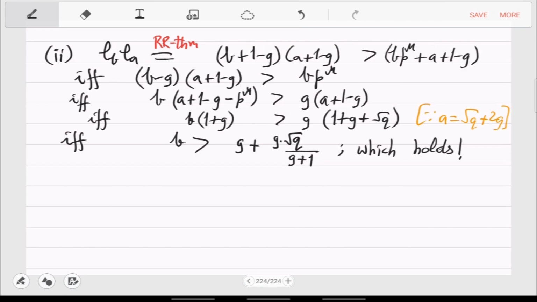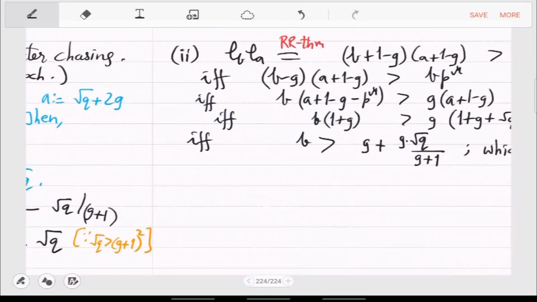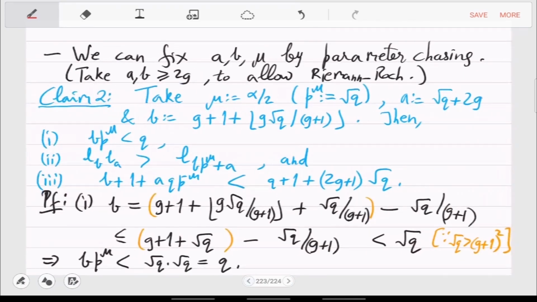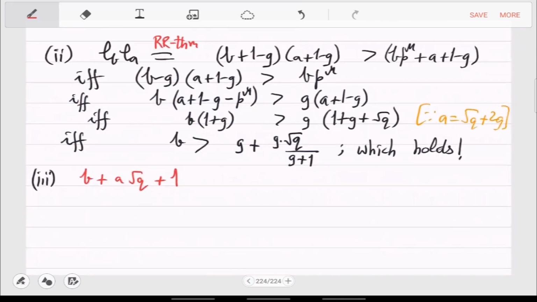That's also checked. And the last condition now, which is B plus A square root q plus 1. So what is the upper bound for this?